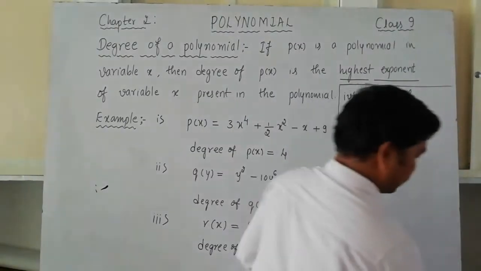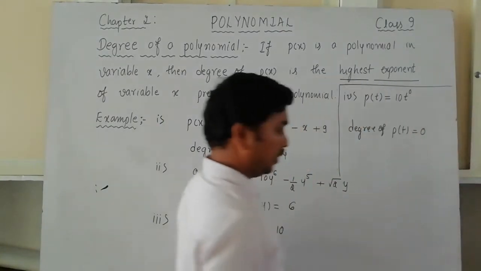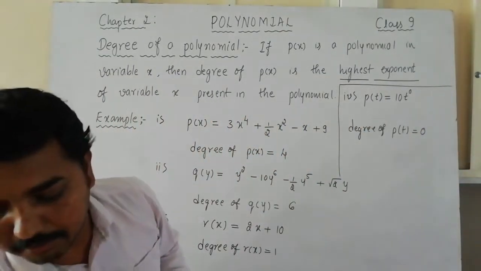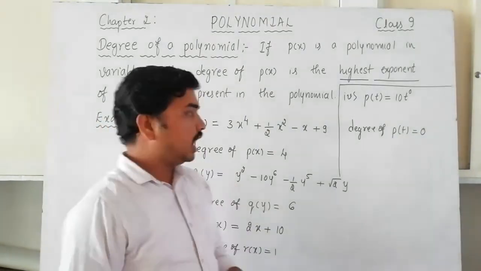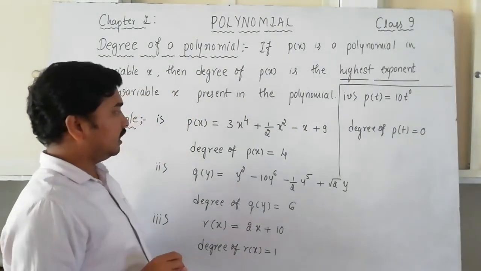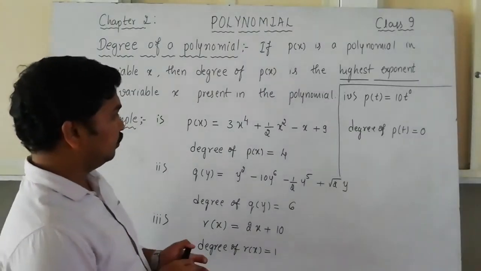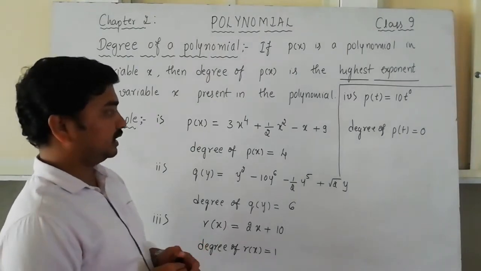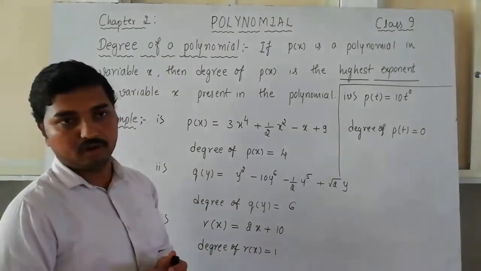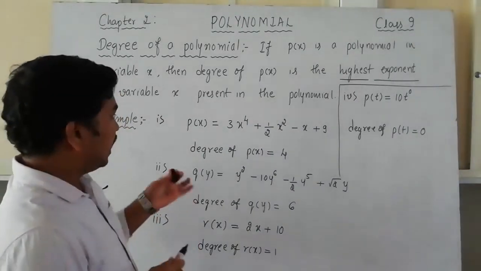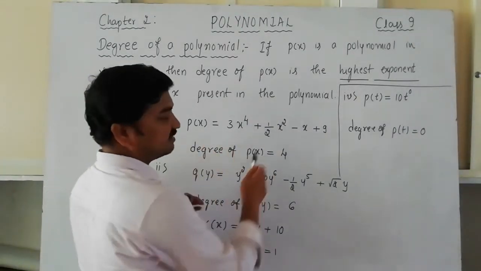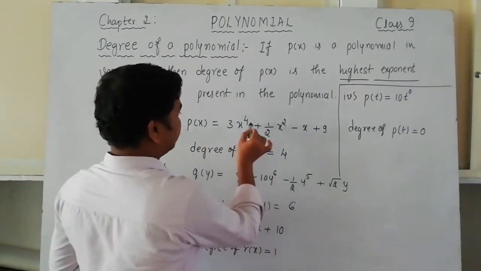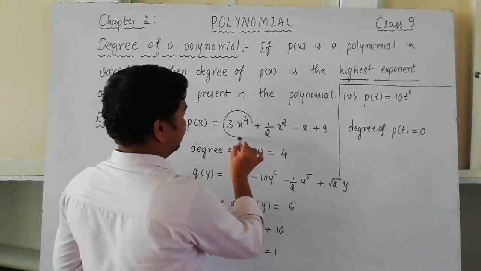Now I will move on. Just remember one more thing which I have not told you yet. This is about the terms of a polynomial. Now look at here, I am going to clarify with this example. Now look at here, 3x power 4.